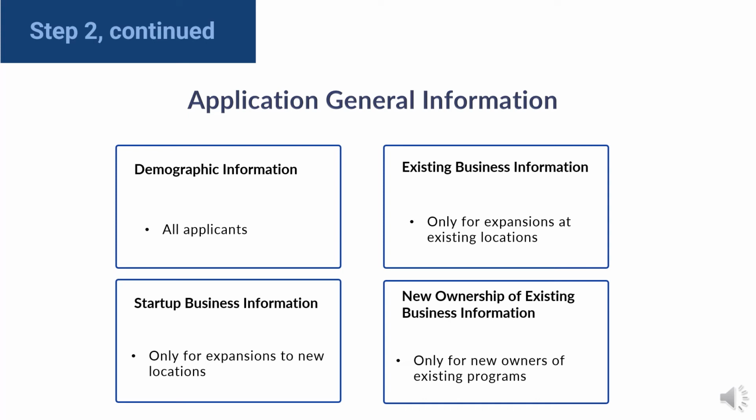New ownership of existing business information, only for new owners of existing programs. Here, you will enter information about your acquired business. Below are the details you will need to provide. Operation ID of the current/existing program. Operation ID number that will be closing. The location of the program. The date the old program closed or is planned to close. The date your new program opened or is planned to open.